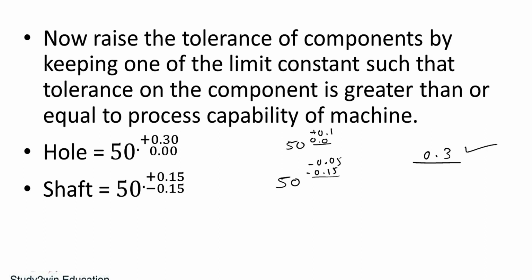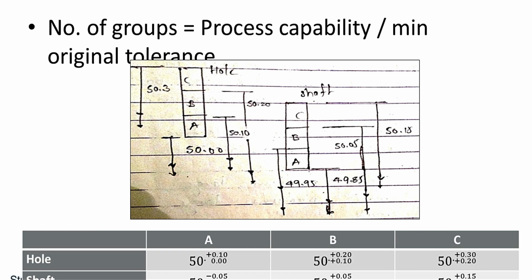So the upper limit of the shaft tolerance is raised from minus 0.05 to plus 0.15, and now the tolerance in this case is 0.3. Similarly, I have kept the lower limit of the hole the same, and the upper limit is raised from 0.1 to 0.3. So the tolerance in the case of the hole is also 0.3. This is the process capability of the machine. Now this shaft and this hole with these tolerances can be comfortably manufactured on a machine with process capability of 0.3, because now the tolerances match. This is the first step you have to perform, and then you manufacture the required number of components, and then you will get this kind of picture.